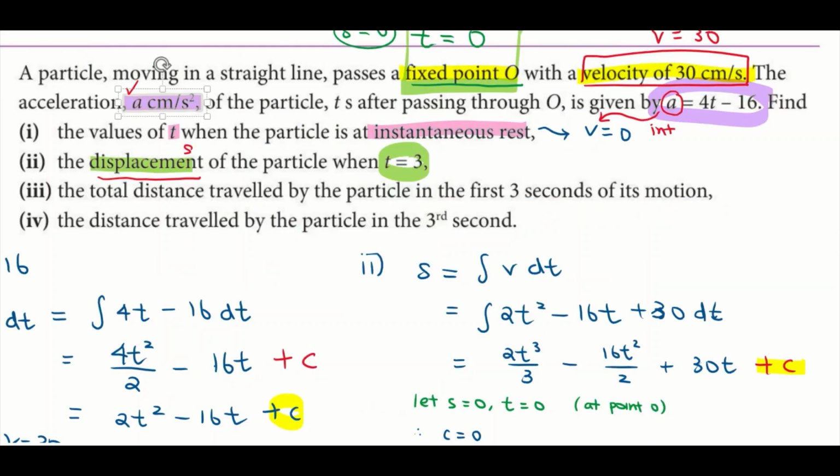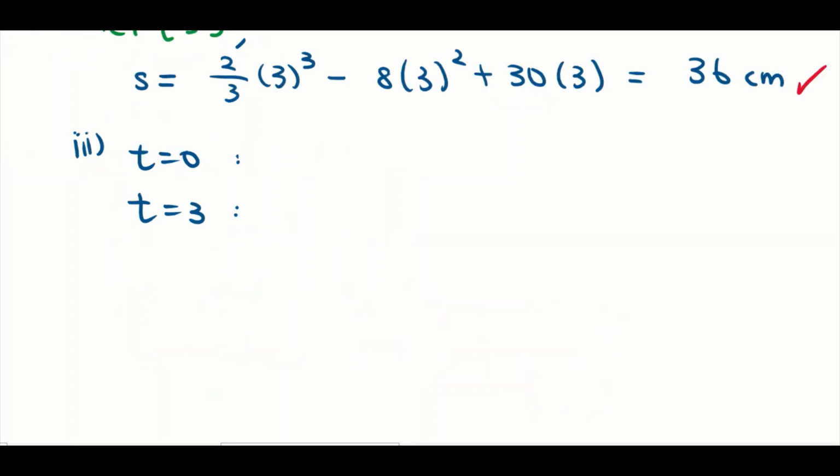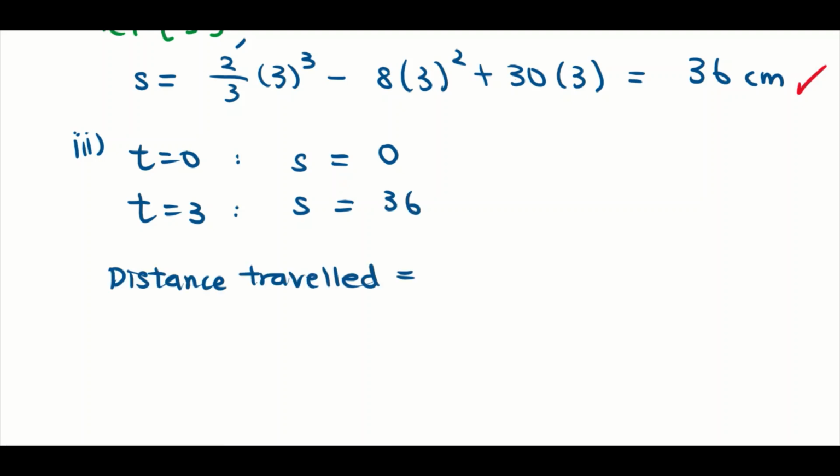Now we come to part 3, where we'll find the total distance traveled by the particle in the first 3 seconds of its motion, which means I have to take note of two timings first, t equals 0 and t equals 3. Are there any timings in between where the particle will be at rest? Based on part 1's answer, the particle can only change direction at t equals 3 and t equals 5, which does not fall between 0 and 3. So for part 3, I will just need to take note of these two timings and find their displacements, which are 0 and 36 respectively, which means that the total distance traveled is 36 cm.